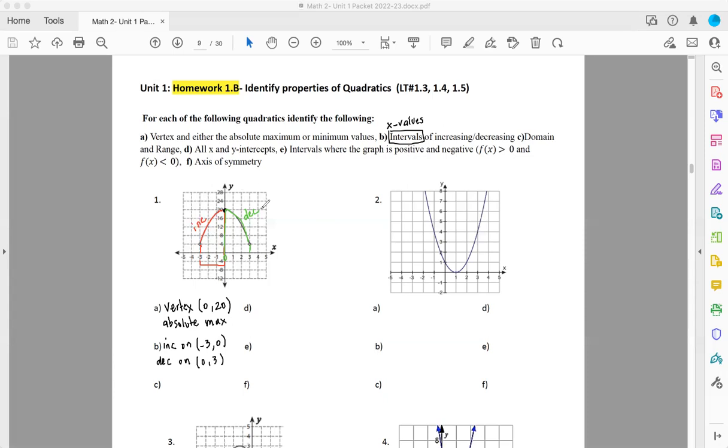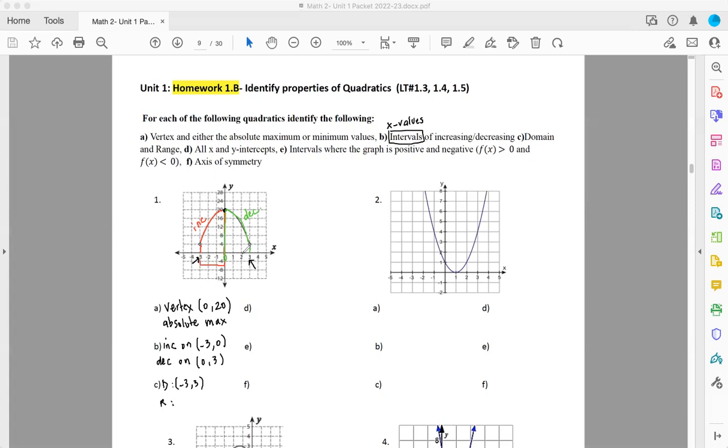Part C, domain and range. Domain is all the acceptable x values. The x values for this graph go from -3, from this point, all the way to 3. But again, notice that -3 and 3 are open circles, so we're going to have parenthesis -3, 3, close parenthesis. Otherwise, if these were closed circles, it would be brackets. Or if one of them was a closed circle, then it would be a bracket by that coordinate, I should say.